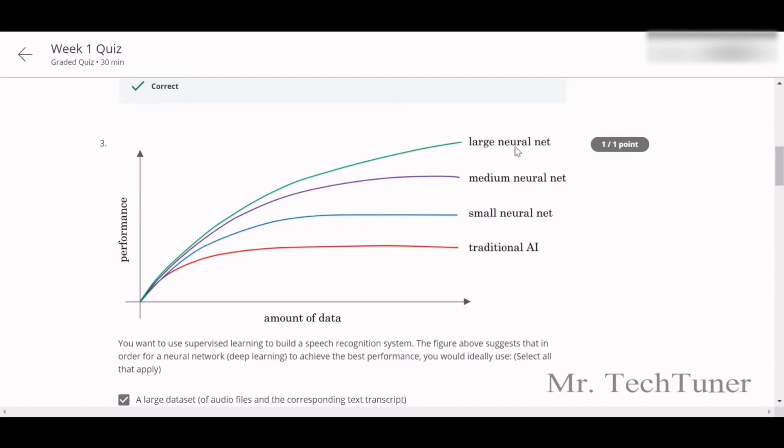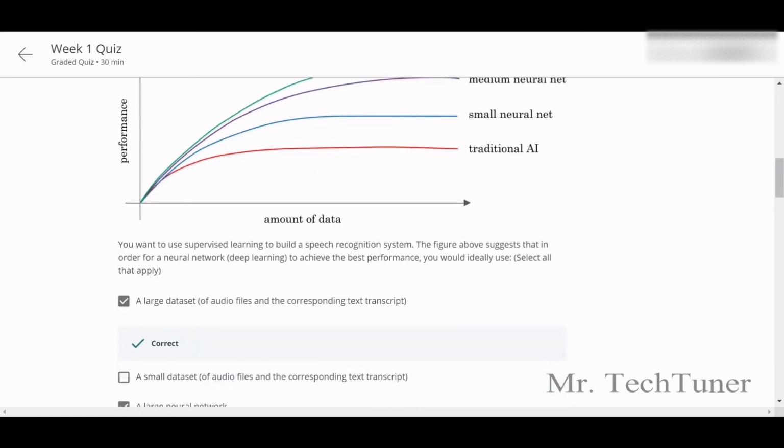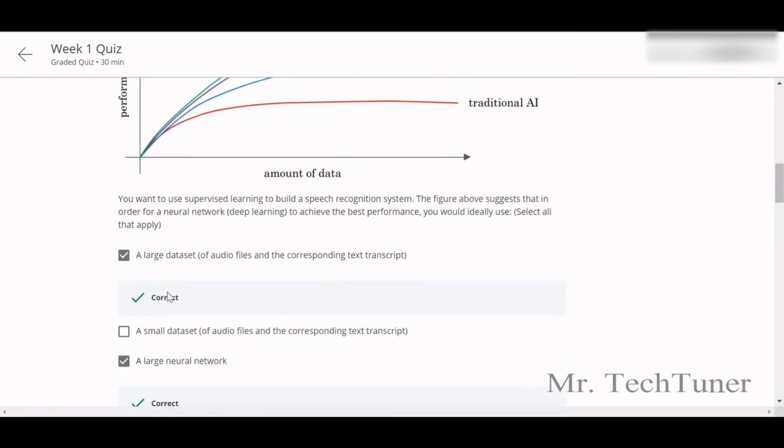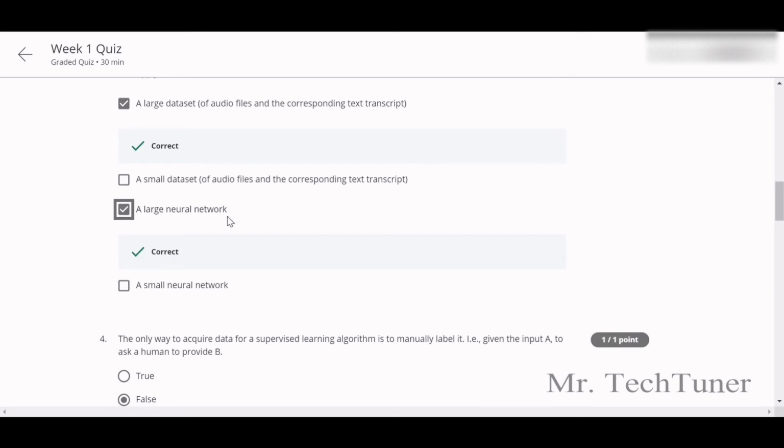And the third one, you can see there is a graph given. There is a large neural net, medium neural net, small neural net, and traditional AI. The question is, do you want to use supervised learning to build a speech recognition system? The figure above suggests that in order for the neural network, deep learning, to achieve the best performance, you would ideally use which one? A larger dataset of audio files and corresponding text scripts, and a large neural network also.